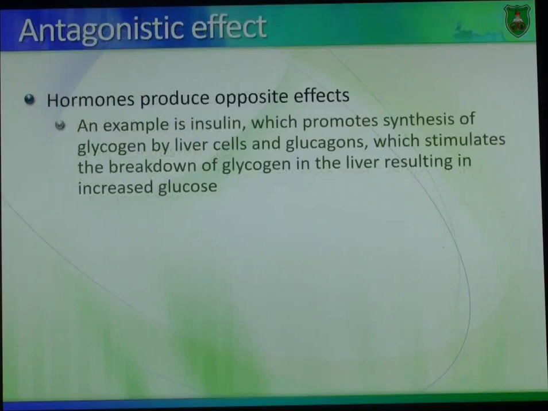Antagonistic effect is when you have hormones that have different or opposite functions. So insulin and glucagon, for example. Insulin is produced, it promotes the synthesis of glycogen, whereas glucagon accelerates the breakdown of glycogen into glucose.